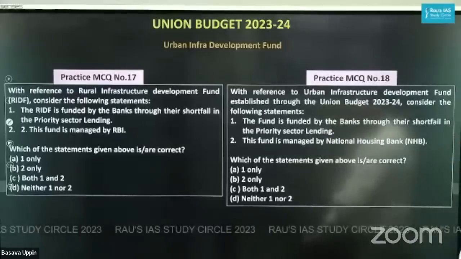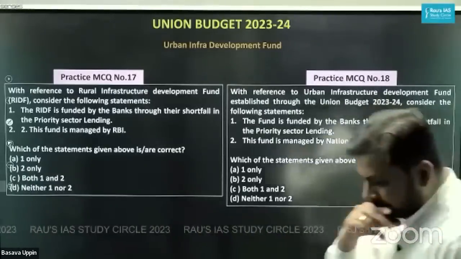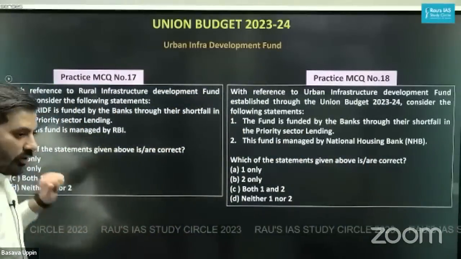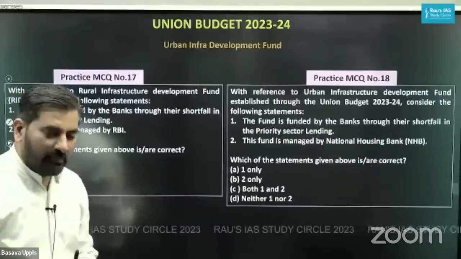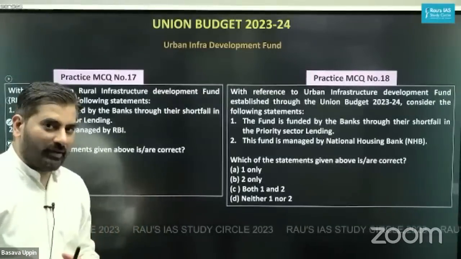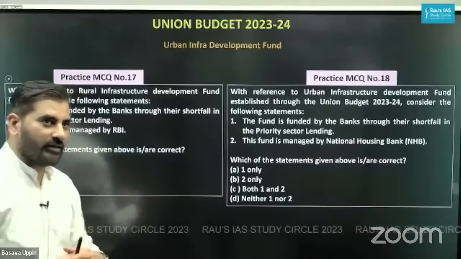Let's understand about Urban Infrastructure Development Fund. So here we know that there is a priority sector lending target for different banks, which for most of the banks is like 40%. For RRBs, it is 75%. For small finance banks, it is 75%.